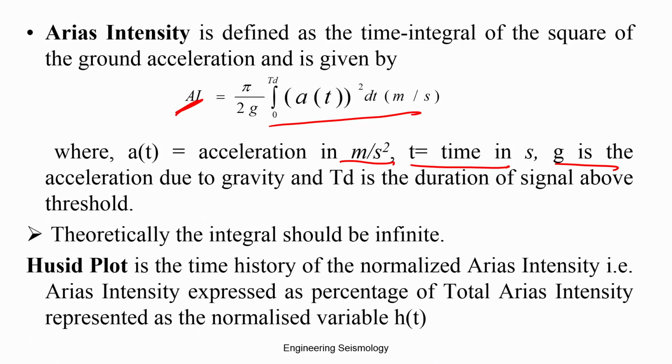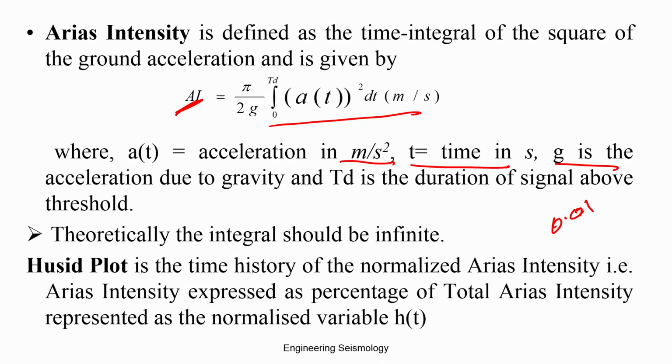So, you can define a threshold value. For example, generally for structural requirements they take 0.01 g as a threshold value. So, theoretically the integral should be infinite. The Husid plot is the time history of the normalized Arias intensity.